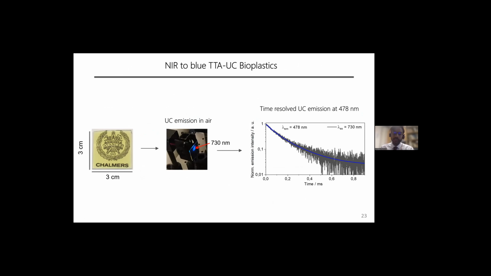We further extended this idea for harvesting the NIR light and prepared NIR to blue TTUC bioplastics. You can see on excitation with 730 nanometer far red NIR light, it is showing very nice blue upconversion emission.